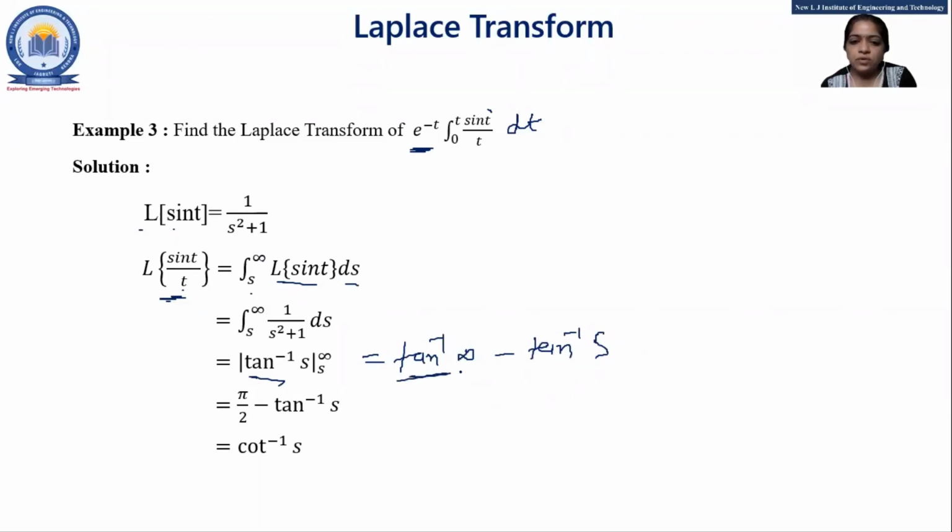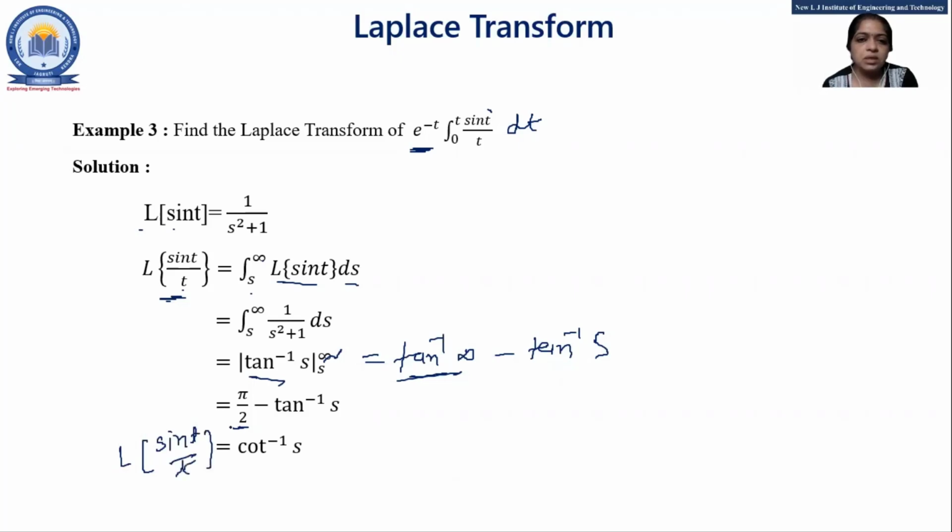But the value of tan inverse infinity is what? Pi by 2. And tan inverse s, keep it the same. So pi by 2 minus tan inverse s is what, students? Pi by 2 minus tan inverse s is cot inverse s. This is the Laplace of sin t upon t, right?